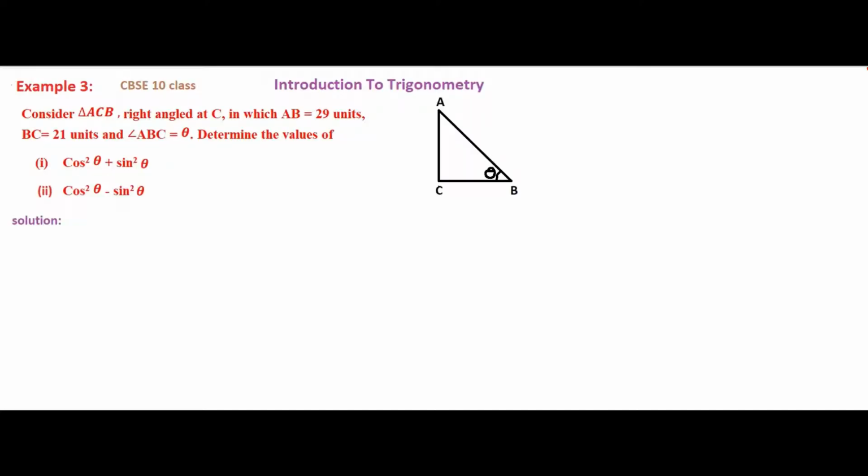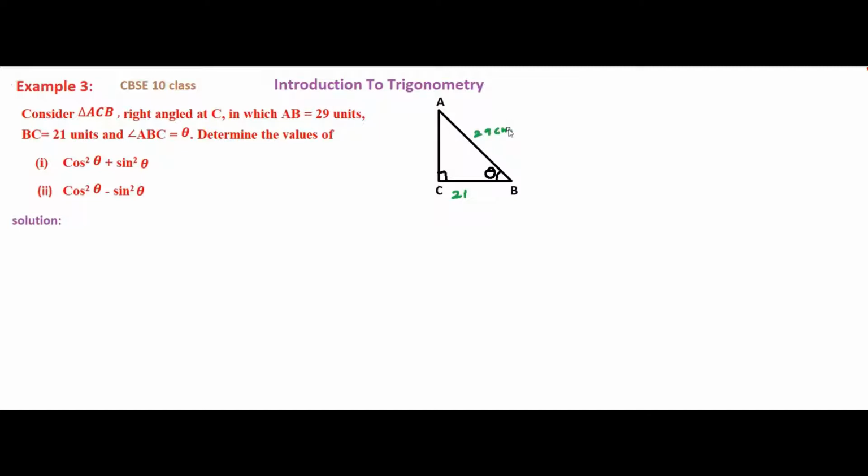So the next question is example 3 from Introduction to Trigonometry. Consider triangle ACB, right angled at C. Here this is the right angle, and in which AB equals 29 centimeters. And BC is given as 21 units.